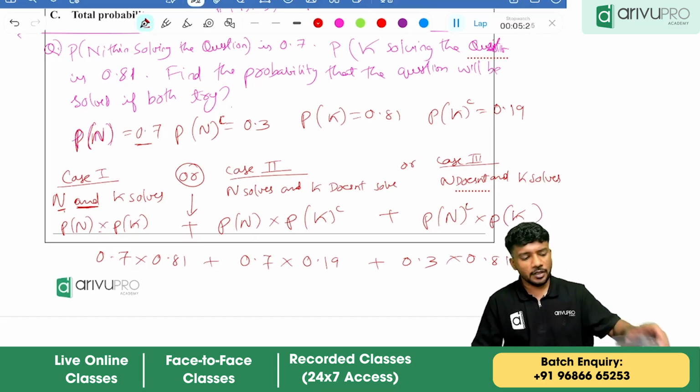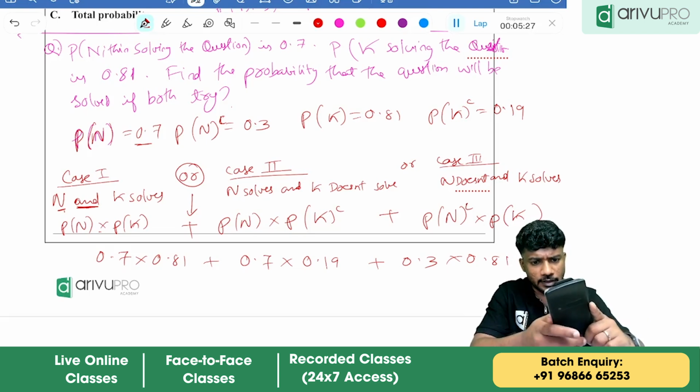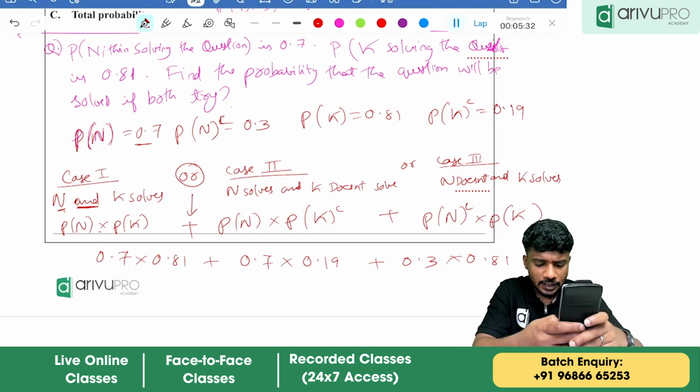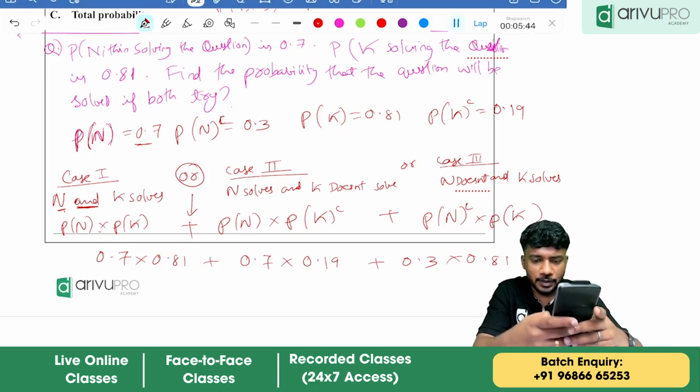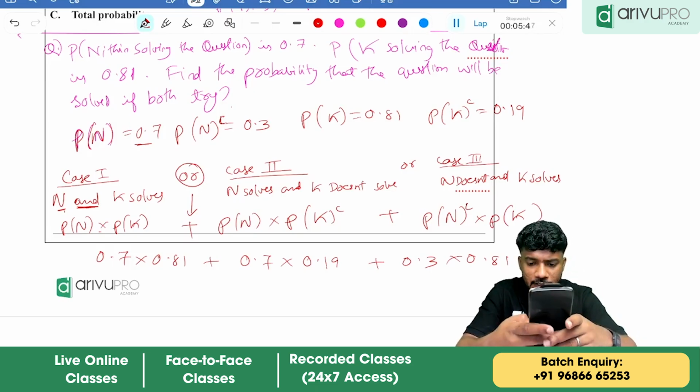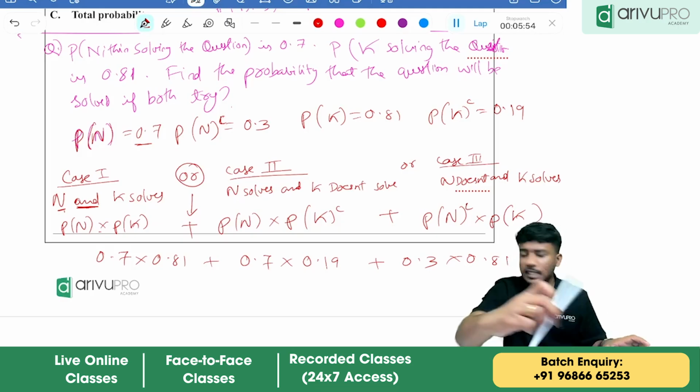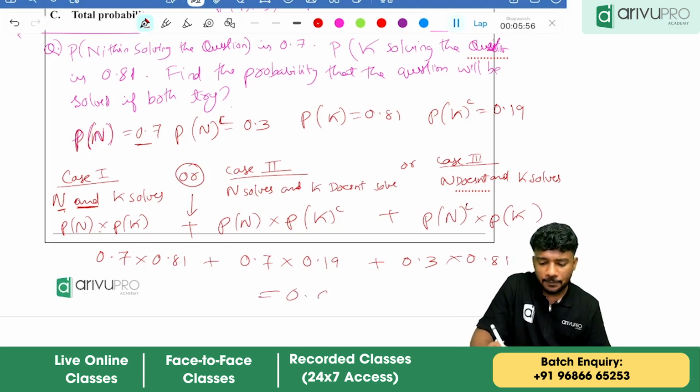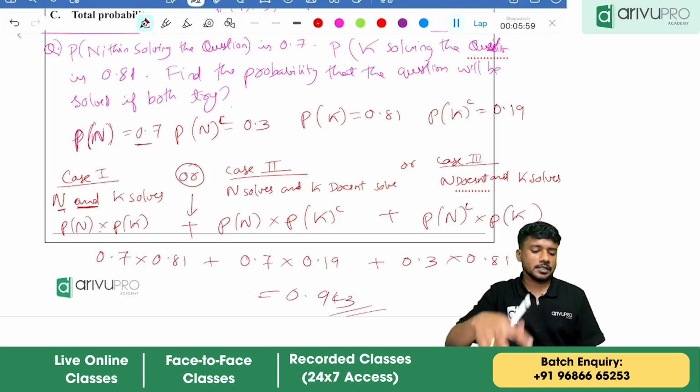The answer is 0.943. So how will you do it in the calculator? Clear everything. Then put the bracket, then 0.7 into 0.81, close the bracket, plus. Then put the bracket, 0.7 multiplied with 0.19, close the bracket, plus. Then put the bracket, 0.3 into 0.81, close the bracket. You will get it as 0.943.